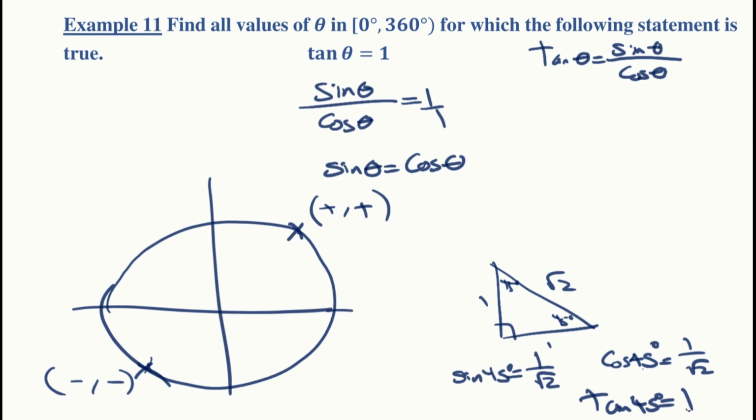So the two angles that we are interested in, one is going to be 45 itself, right there. The other one is going to be this one, which is, remember, just 180 plus 45, which is what? 225. So those are the two angles from between 0 and 360 for which the tangent is going to be 1.